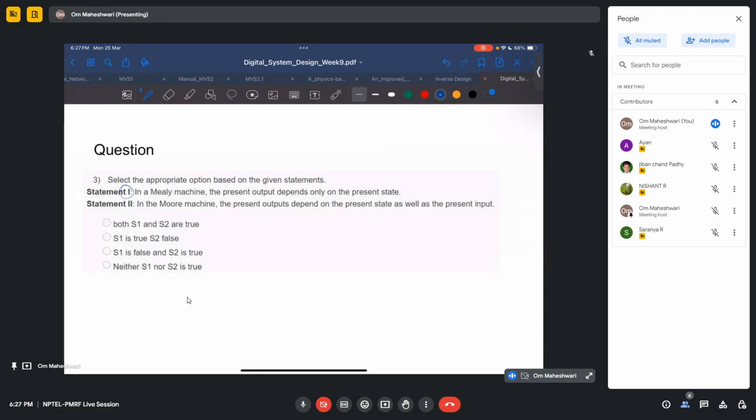If you remember, both are wrong. In Mealy, output depends on input. In Moore, output does not depend on input. So both of these are wrong. Is it clear, Nishant?